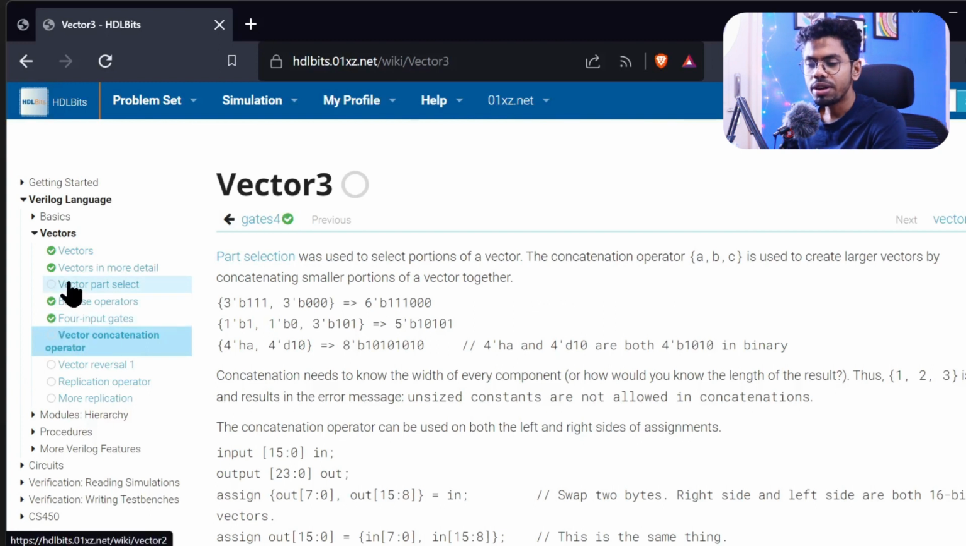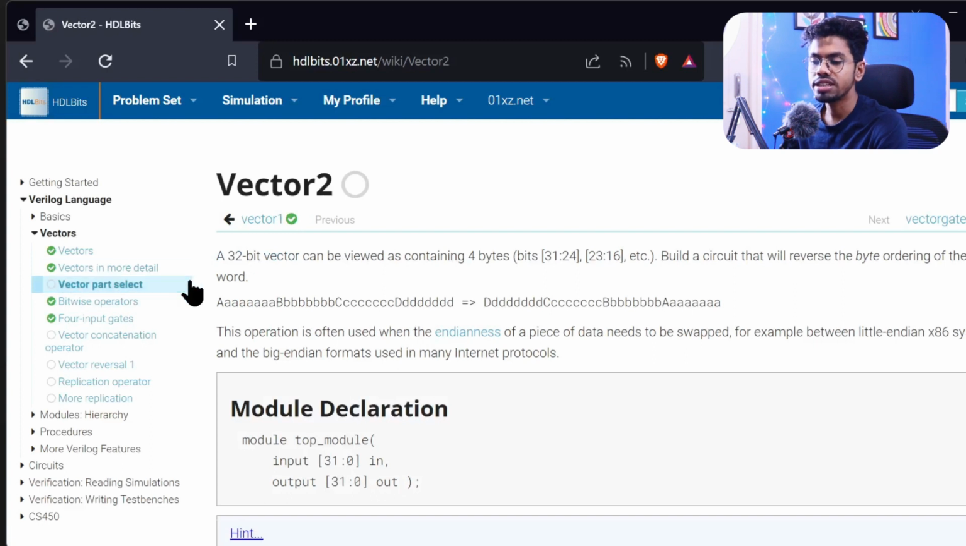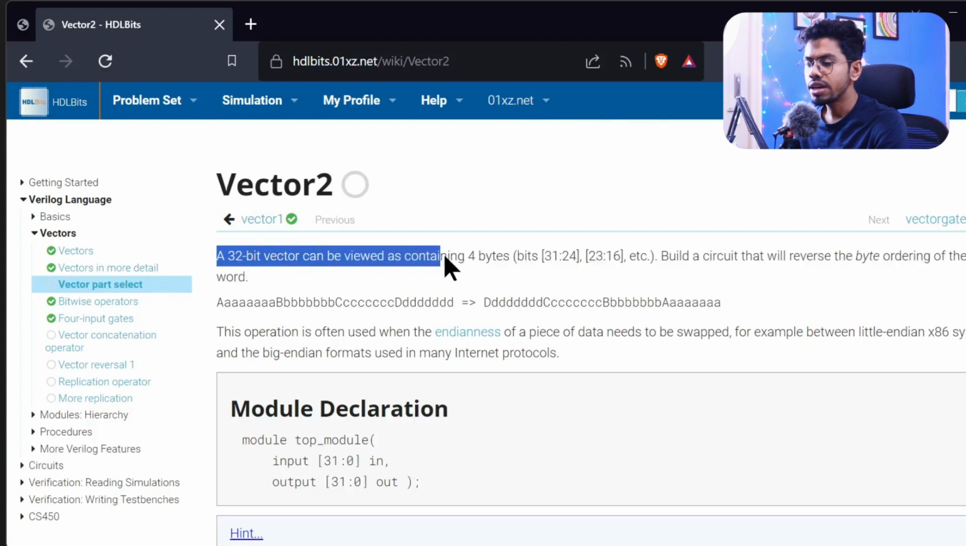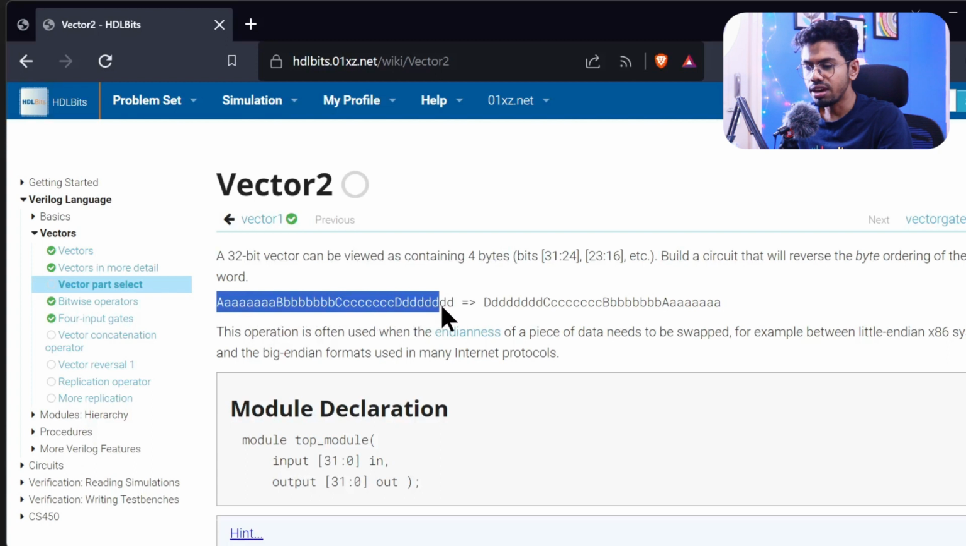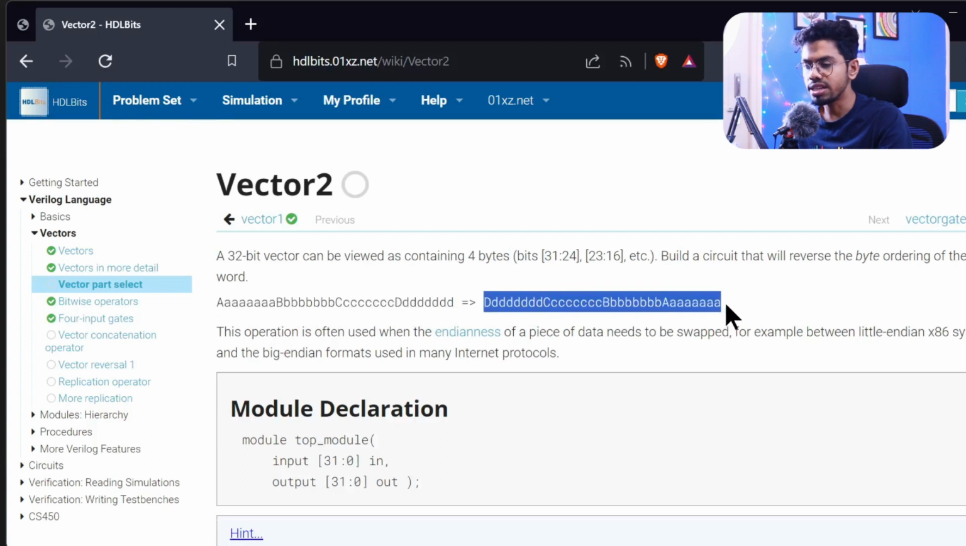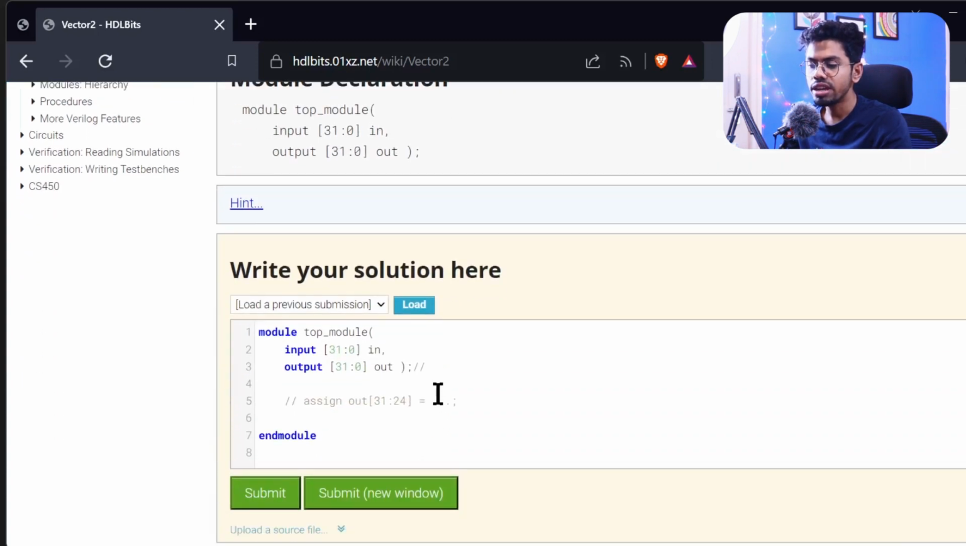So before going to the theory part, let's do a simple problem from our last day's theory. You need to build a 32-bit vector viewed as containing 4 bytes. Simple: you have a 32-bit vector, you need to reverse it in 4-byte units. This is what we have, but our answer should look like that. Many times we need to do the byte reversal in many processor and CPU work, and that's the application. So we will try to do that.